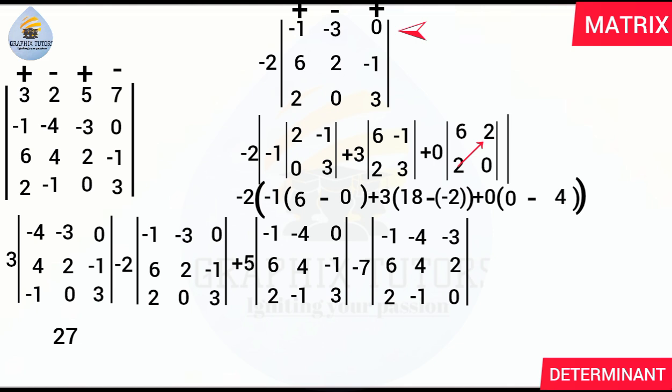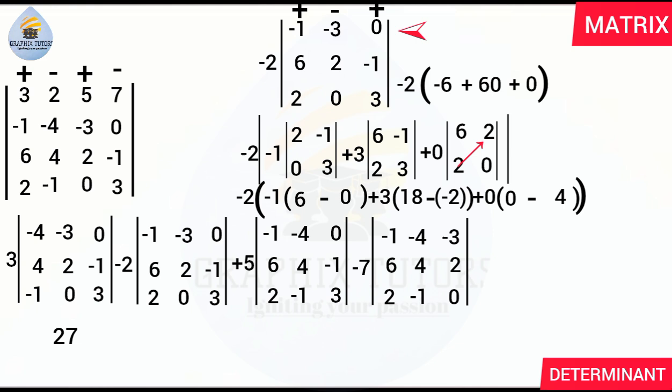So if I come down again, I will now have minus 2, open bracket, 6 minus 0 is 6. 6 times minus 1 will give you minus 6. Then we'll go to the next one. 18 minus 2 is meaning 18 plus 2, that is 20. 20 times 3 is 60. Then 0 minus 4 is minus 4. Minus 4 times 0 is 0. All together.